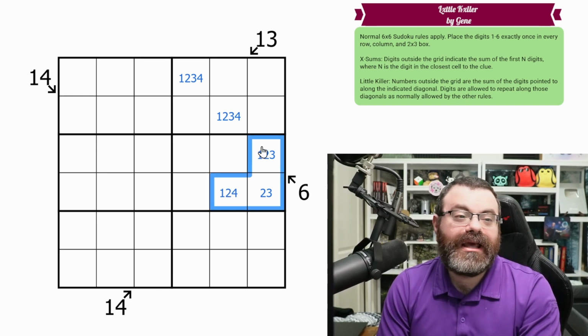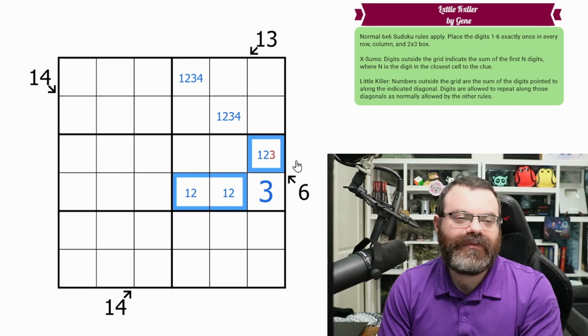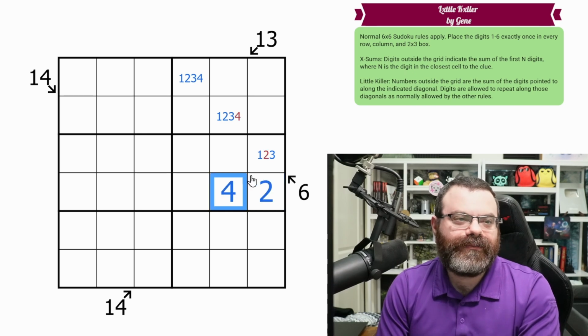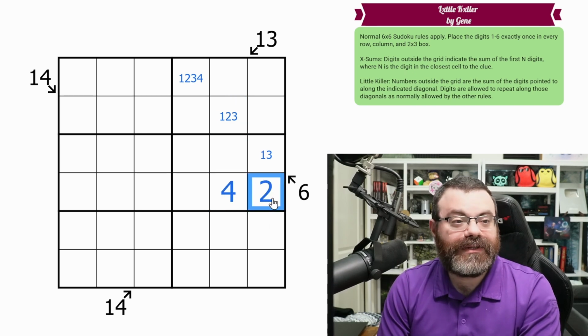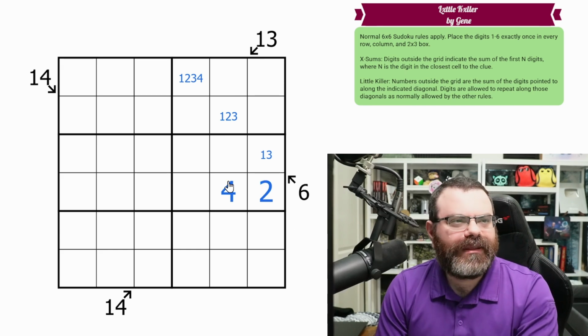Close to a 1, 2, 3. Actually, this 1, 2, 3 means this can't be a 3, because if this was 3, this would be a 1, 2 pair, and now we'd have 3 1, 2s to place. It doesn't work. So, however you want to think about that. Sorry, I went too far back. That does make this a 2, 4, meaning that can't be 4 and that can't be 2. Okay. That is restricting things a little bit.